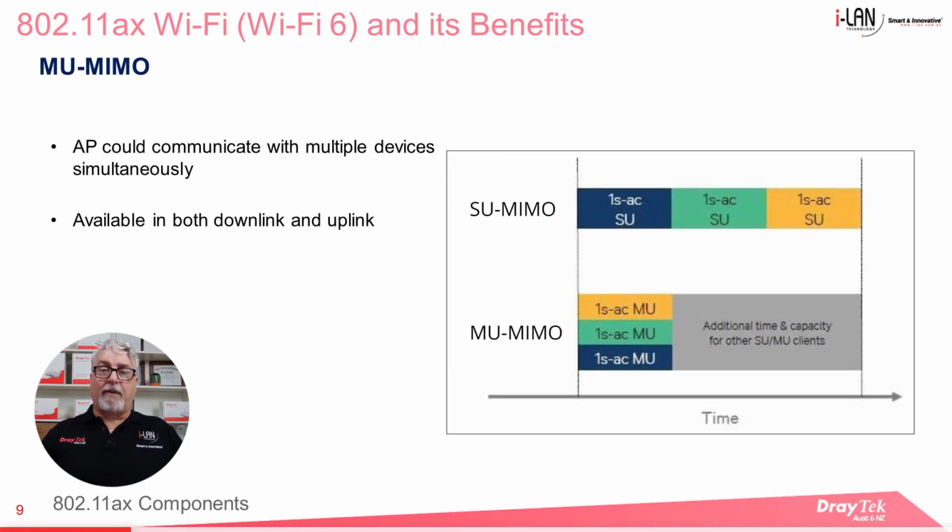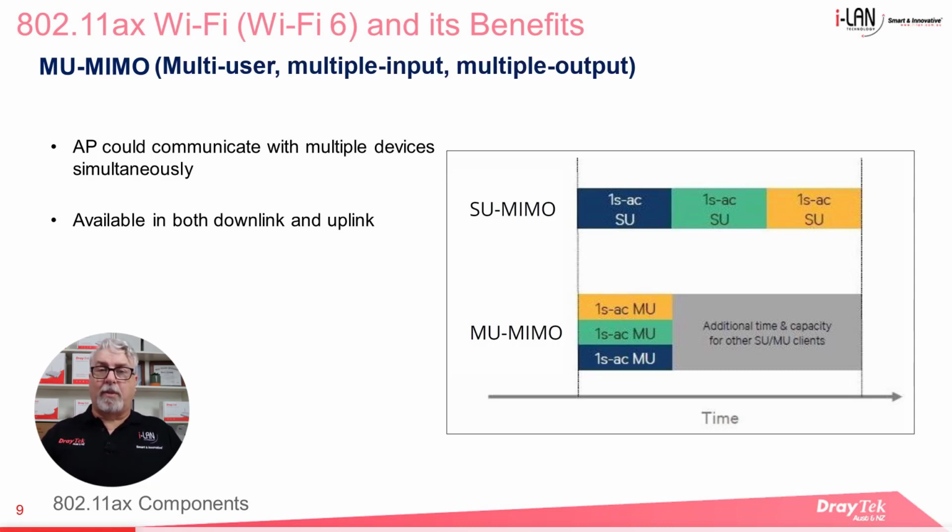Draitech 802.11ax devices utilize MU-MIMO technology. MU-MIMO is short for multi-user, multiple input, multiple output. What this means is that the access points can communicate with multiple devices simultaneously, leaving additional time and capacity for other Wi-Fi clients. This provides much greater capacity for the Wi-Fi network. It also works for both downlink and uplink Wi-Fi communication.